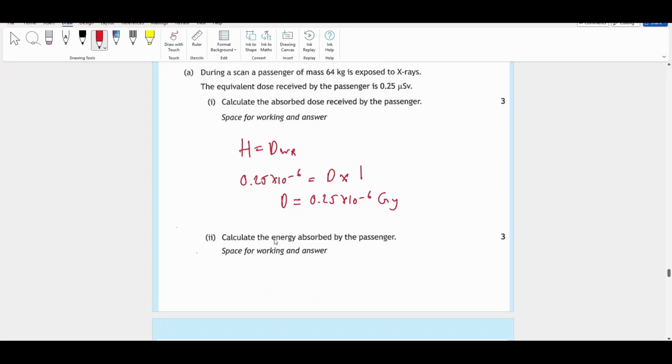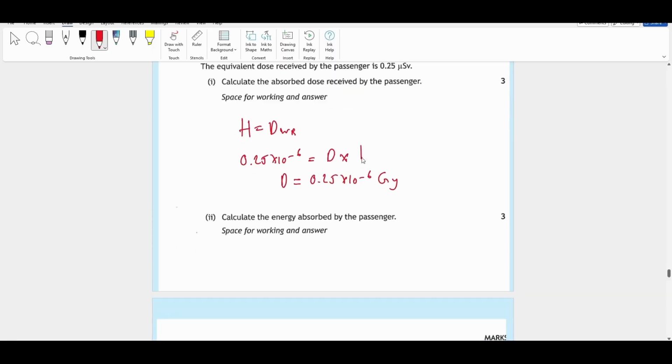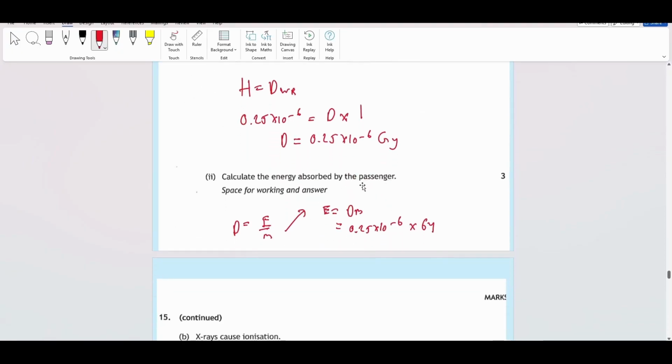Next, we need to calculate the energy absorbed by the passenger. Since we have the absorbed dose and the mass, we can do this by using the formula D is equal to E over M. So E is equal to D times M. Now that's 0.25 times 10 to the negative 6 times the mass, which is 64 kilograms up here. And that gives us an energy of 1.6 times 10 to the negative 5 joules.